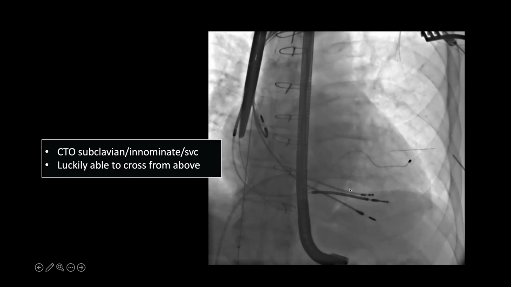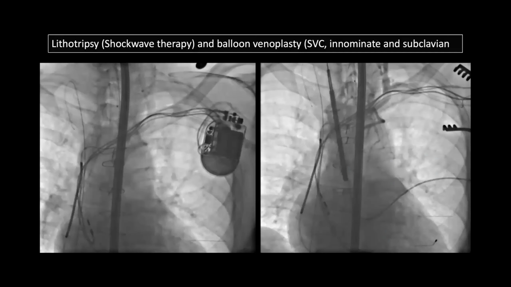Also, we start by putting a temporary quadripolar EP catheter from the groin because we know it's a pacing-dependent patient, and we are going to mess with all the leads. So that will give us our pacing support during the case.